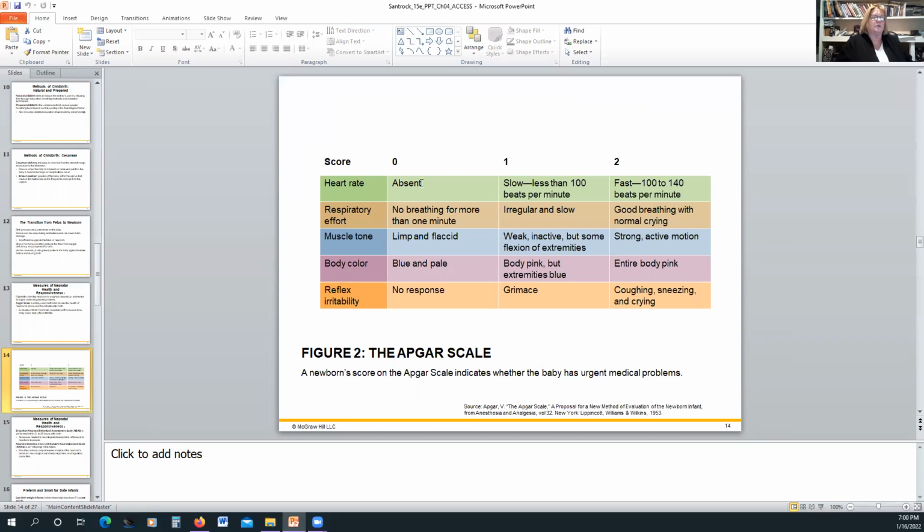You get a score for heart rate. Is the heart rate absent? Is it less than 100 or is it fast? And you give it a number. A good APGAR score is 7. Not so good is 4. Really bad is 0. It is possible for a baby to be born with a 0 and need resuscitation.